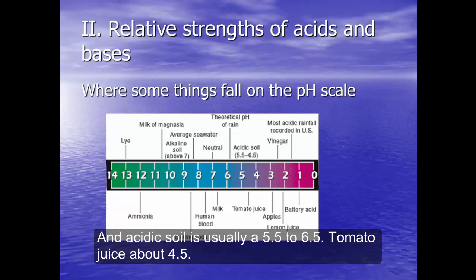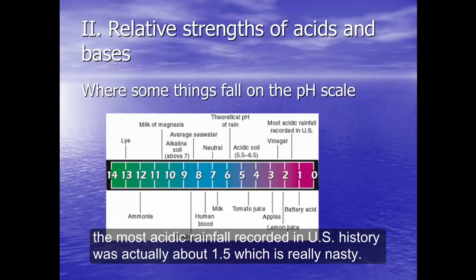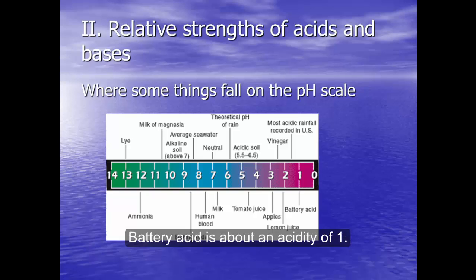Tomato juice, about 4.5. Apples, about 2.9 or so. Vinegar is going to be about 2.5. Lemon juice is about 2.1. The most acidic rainfall recorded in U.S. history was actually about 1.5, which is really nasty. Battery acid is about an acidity of 1.